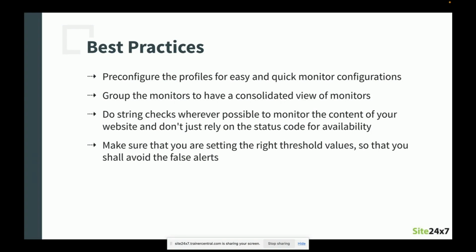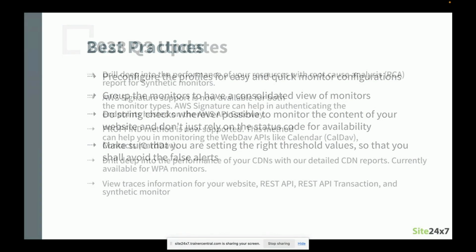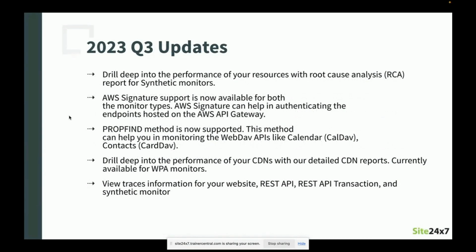So these are the 2023 Q3 updates. You can drill deep into the performance of your resources with RCA for web transaction browser monitors: the screenshots, the console errors and the sources. That is what I showed during the explanation of web transaction browser monitor. And we now support the AWS Signature authentication method in REST API, which helps in authenticating the endpoints hosted in AWS API Gateway. And we also now support the PROPFIND HTTP method, which helps you to monitor web distributed authoring and versioning APIs like calendar and contacts.